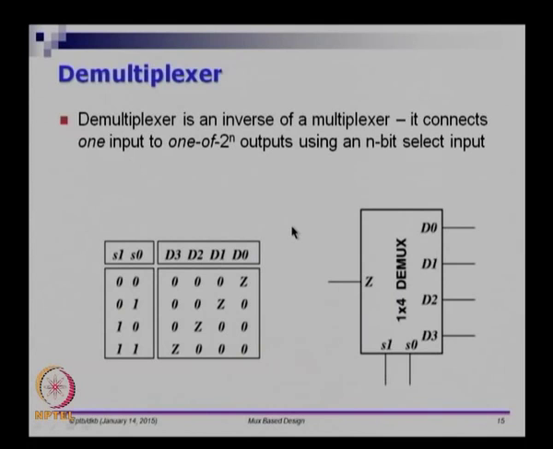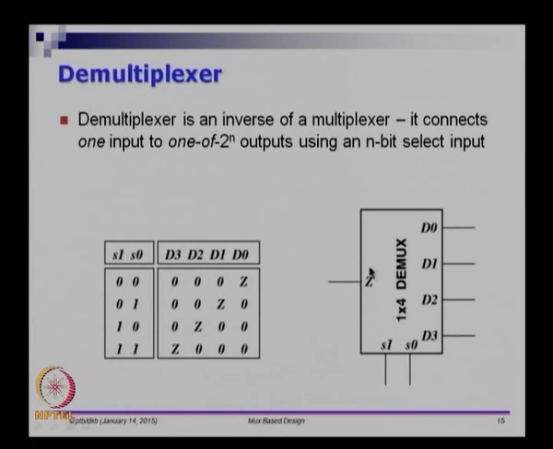So, the final block that is important for combinational circuits is what is called a demultiplexer. It is the inverse of a multiplexer. So, based on the select lines 0 0, 0 1, 1 0 or 1 1, it will take one single input and place that on one of the 4 outputs. So, whatever input z you give here, if you put 0 0, z will be copied to d0, otherwise it will be copied to d1 or to d2 or to d3.